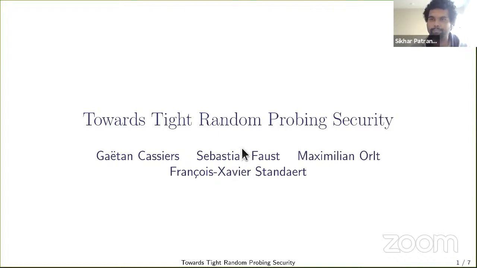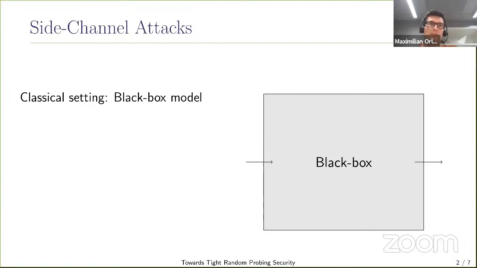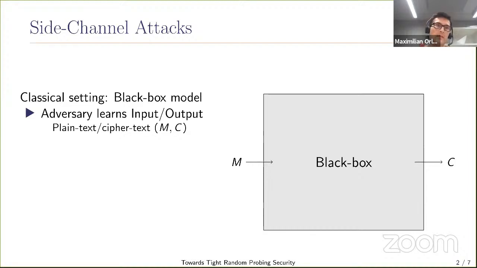Yes. Okay, perfect. So thank you for the nice introduction and welcome to our presentation Towards Tight Random Probing Security. And as mentioned, it's joint work with Gaetan Cassiers, Sebastian Faust, Francois-Xavier Standaert, and me, Maximilian Orlt. Before I present our results, I first want to give a quick introduction. So in classical cryptography, we often use the black box model. Here, we assume that the adversary only learns the input-output behavior of a cryptographic primitive, for example, the message-ciphertext pair of an encryption scheme.